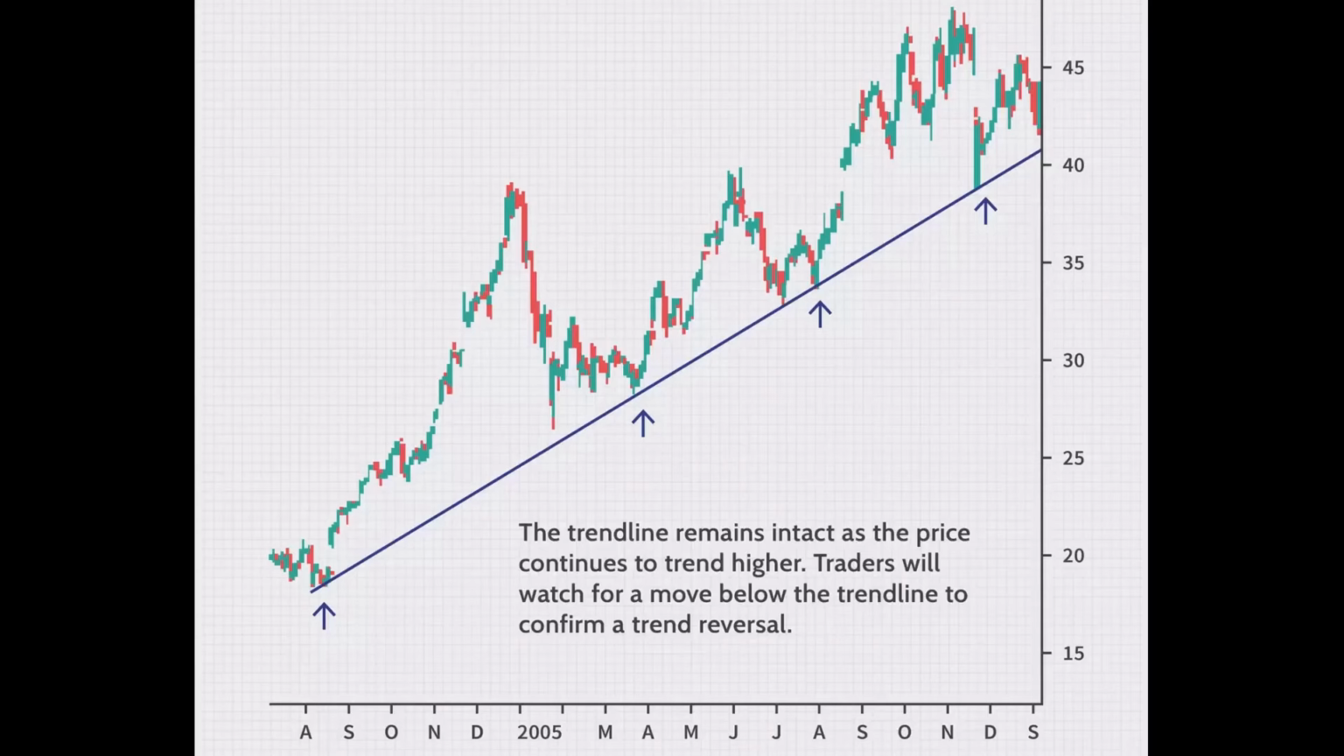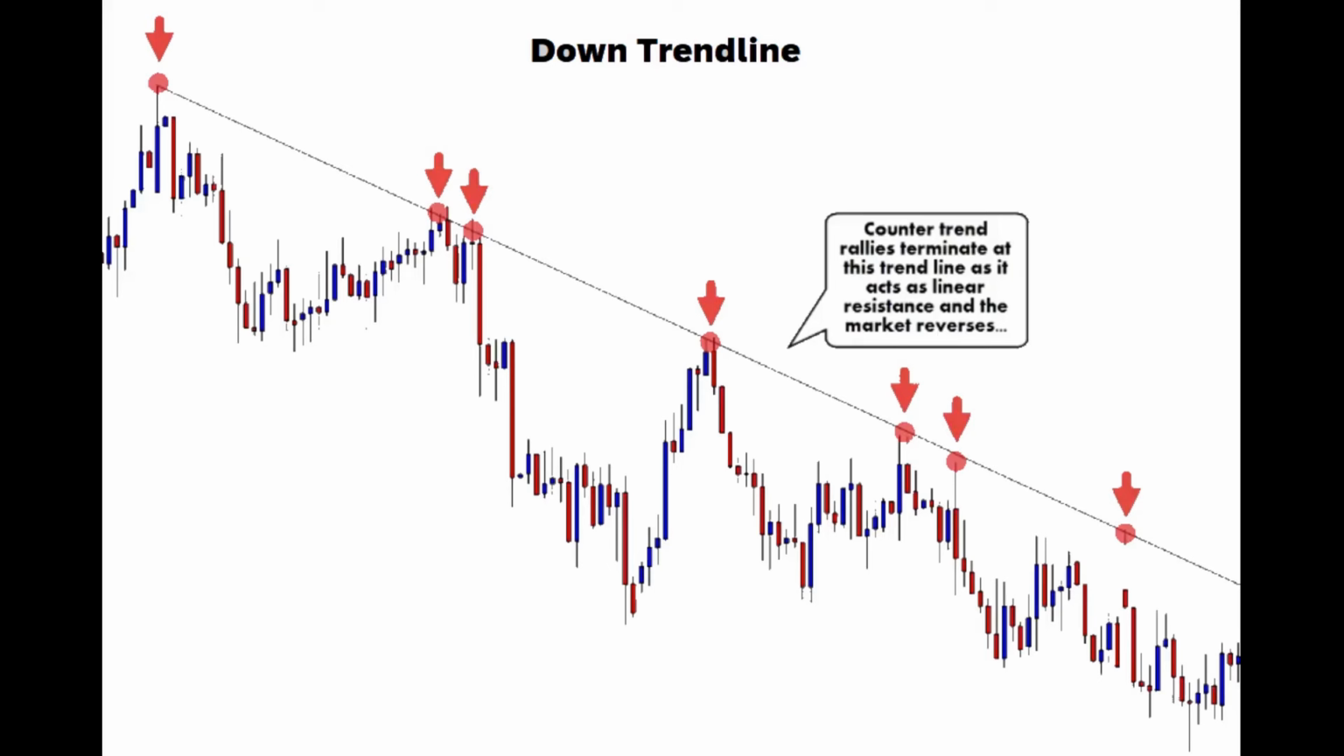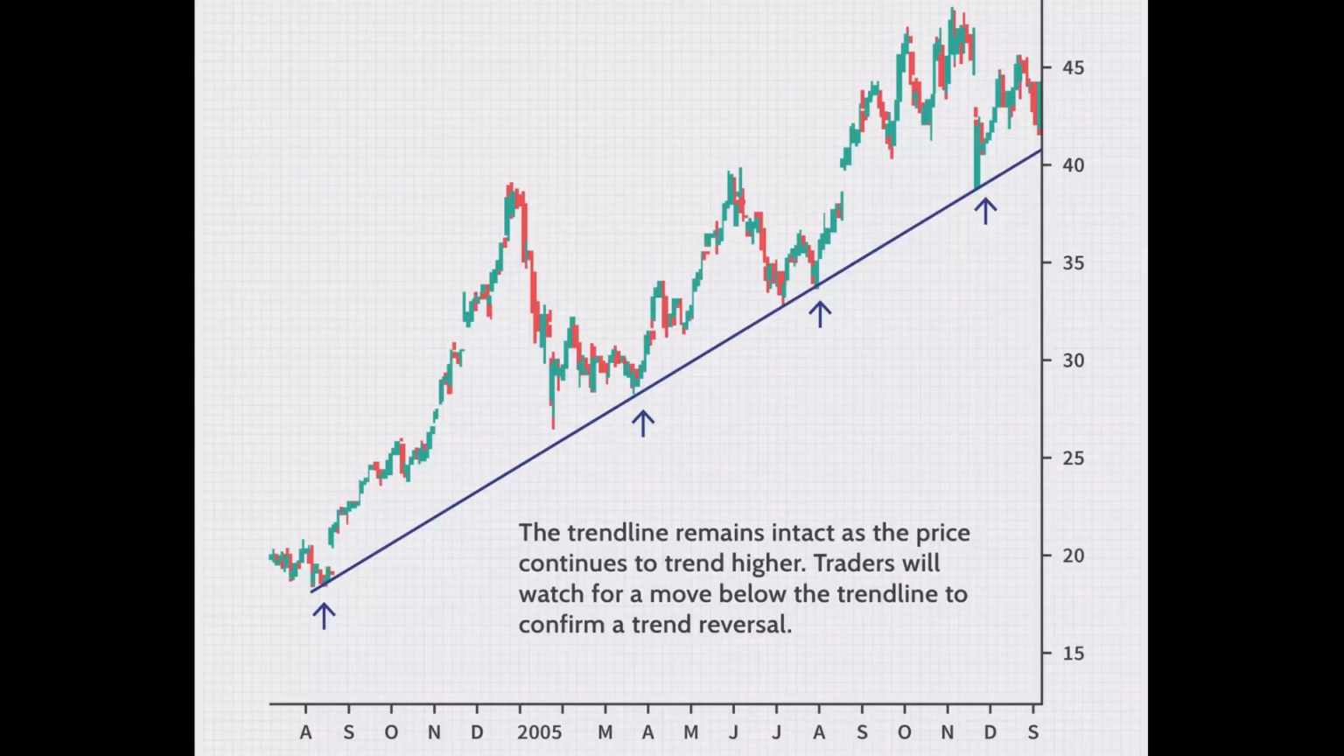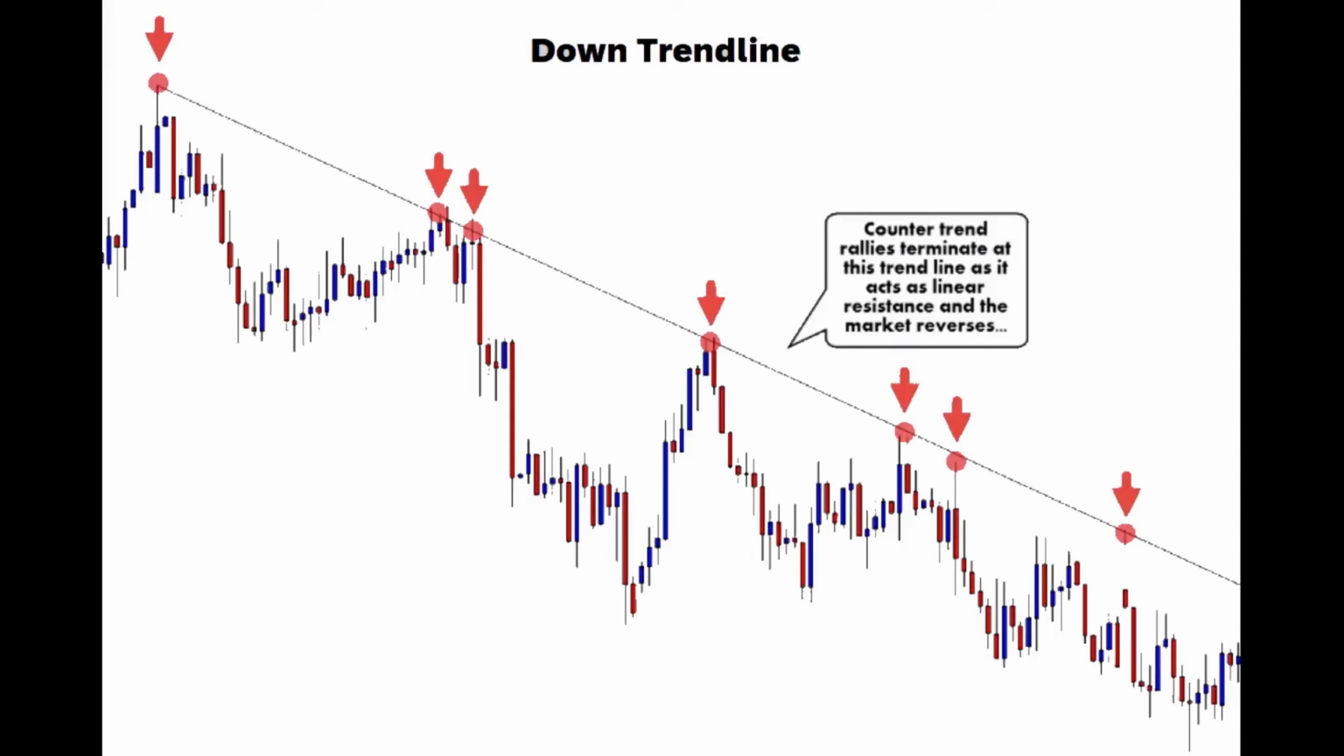An uptrend line is drawn by connecting a series of higher lows, while a downtrend line is drawn by connecting a series of lower highs. Here's the thing about trendlines. They act as dynamic support and resistance levels, meaning that they change as the trend progresses. In an uptrend, the uptrend line acts as a support level, preventing the price from falling too far. Conversely, in a downtrend, the downtrend line acts as a resistance level, preventing the price from rising too high.